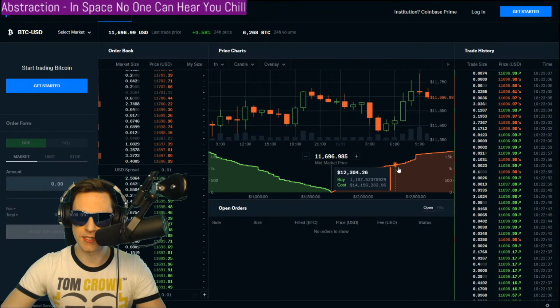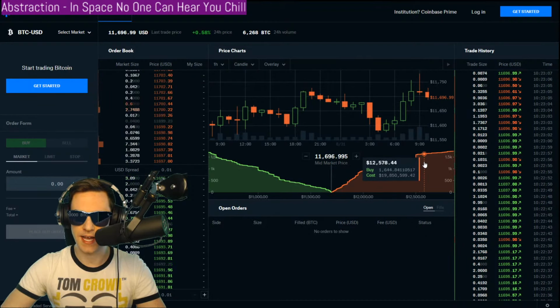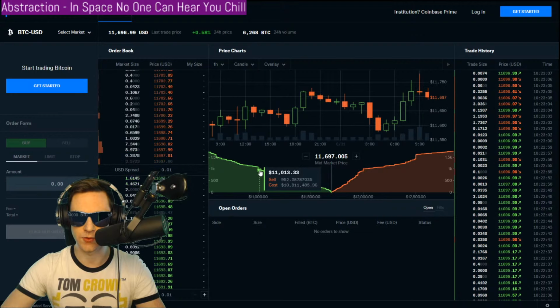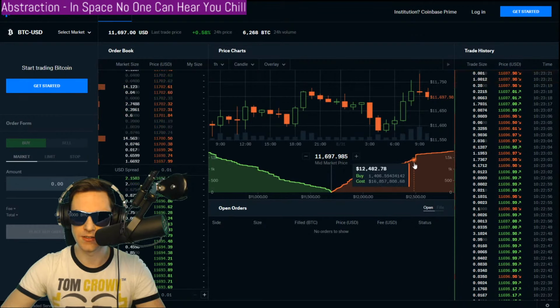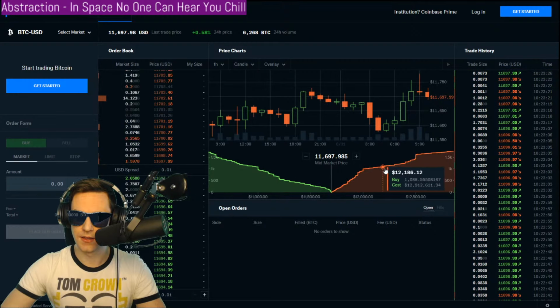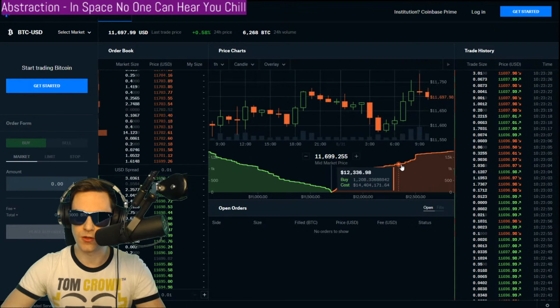So on the depth chart, the red side is the ask and the green side is the bid. So green is people looking to buy under market price and they have their orders set. And the red is people looking to sell above market price and their orders are set. On the right side, on the red, we call these sell walls. You can see one here at 12,500.